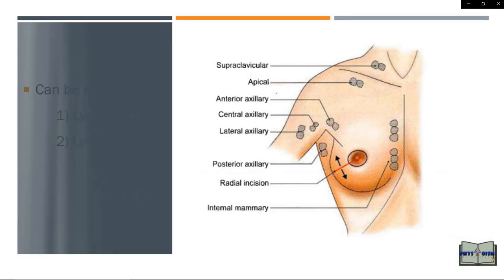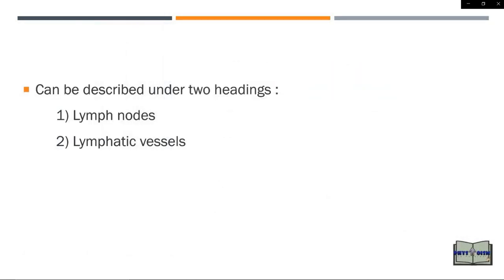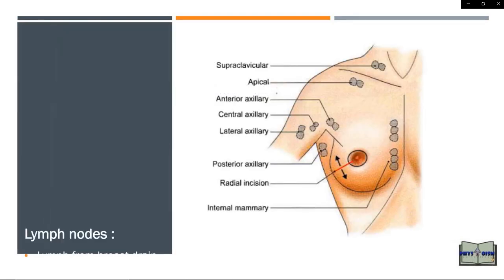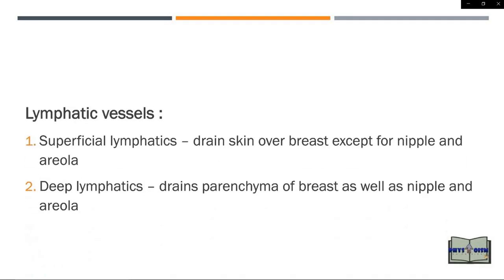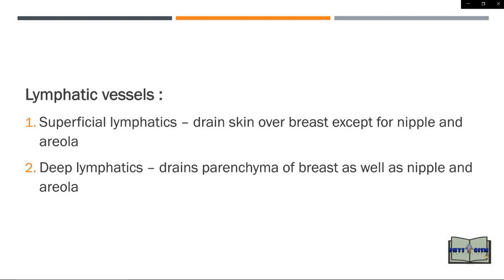Here the lymphatic drainage has two headings: lymph nodes and lymphatic vessels. In the lymph nodes, you have the axillary lymph nodes, internal mammary nodes, and supraclavicular, cephalic, posterior intercostal nodes. These are the nodes. Okay. In the lymphatic vessels, you have two: superficial lymphatics and deep lymphatics.